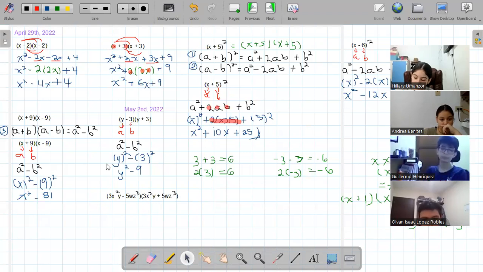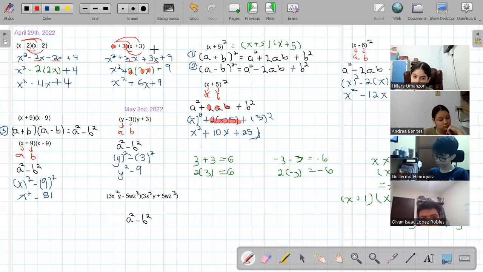3. Formula 3, very good. So this is the formula that I'm going to use. So let's identify A and B. And let's see, Guillermo, what is A? Let's identify A in this exercise, Guillermo. What is A? What term is A?